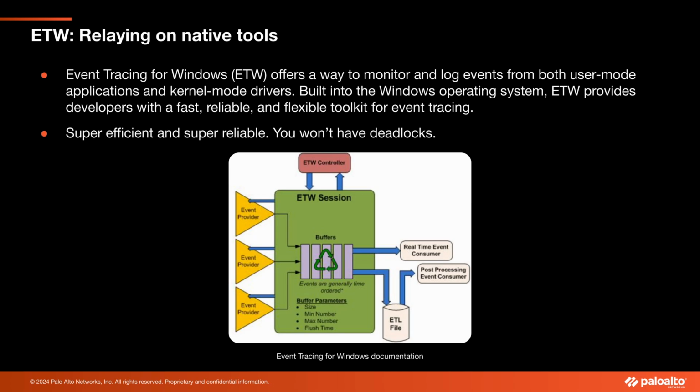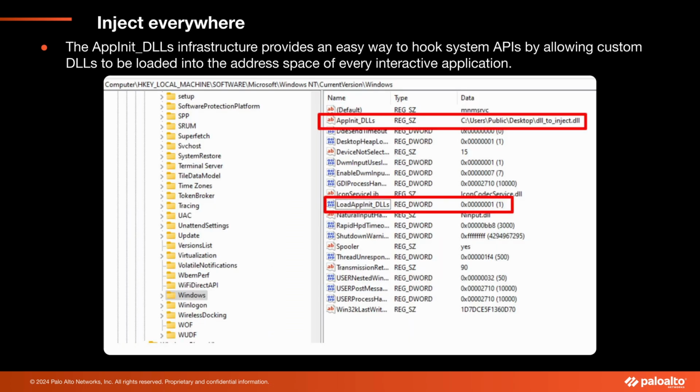And finally, in order to make this available to every process in the system, we rely on something called AppInit_DLLs. AppInit_DLLs is an infrastructure that allows you to attach a DLL into every process in the system after boot. So you just need to modify 2 parameters in this key.